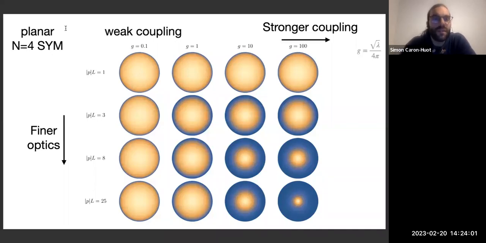The CFT here is four-dimensional N=4 super Yang-Mills. As you go to the right, you have stronger coupling in the CFT, which means that the bulk is becoming weakly coupled. But the string length is becoming small compared to the AdS radius.